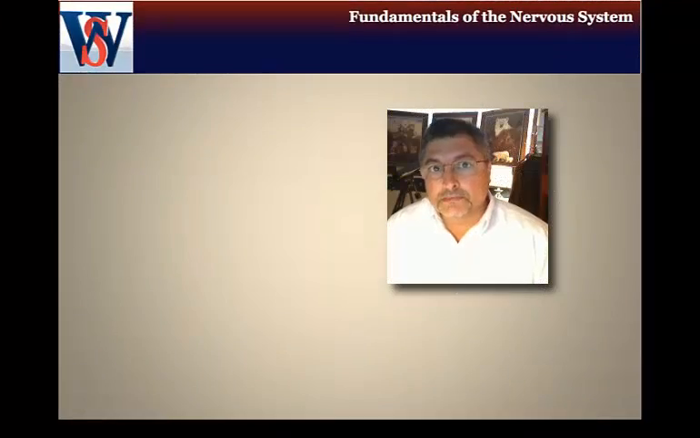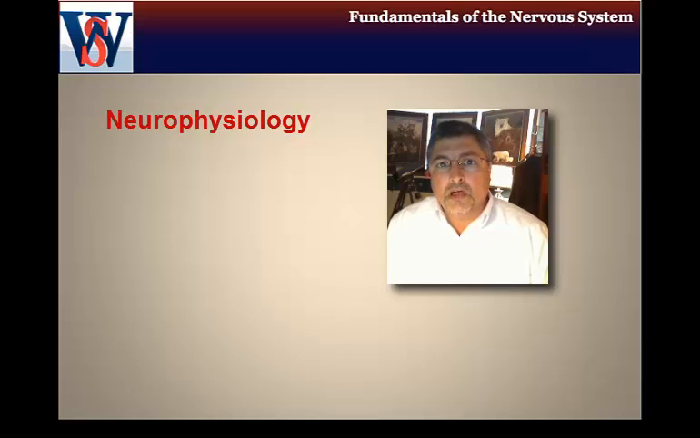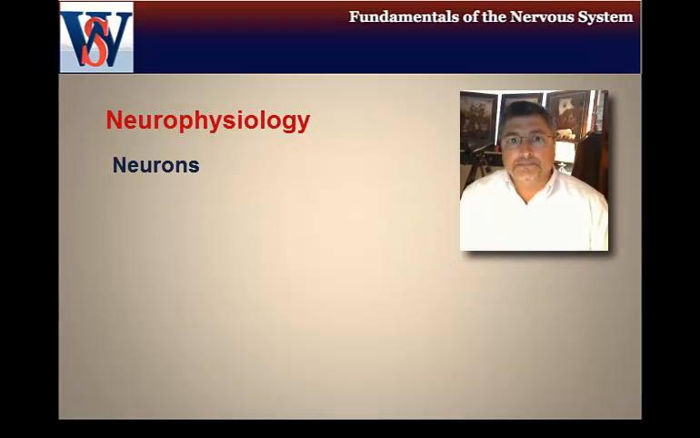Hey guys, welcome back. This time around, we're going to take a look at the neurophysiology. If you recall from the anatomy components, there are two types of cells in the nervous tissue. There are the support cells and the neurons. Here we're going to take a look initially at the neurons.